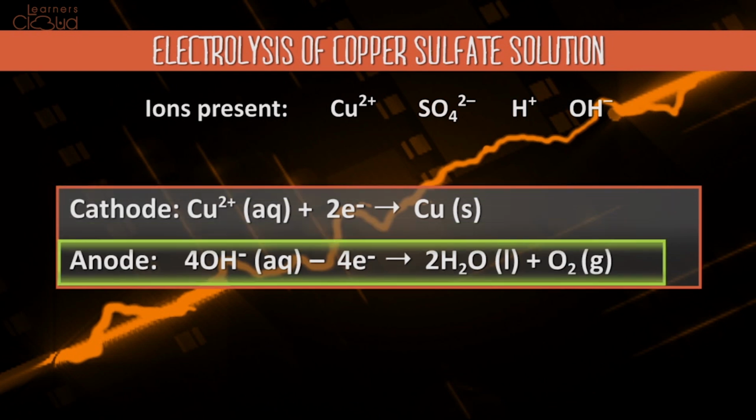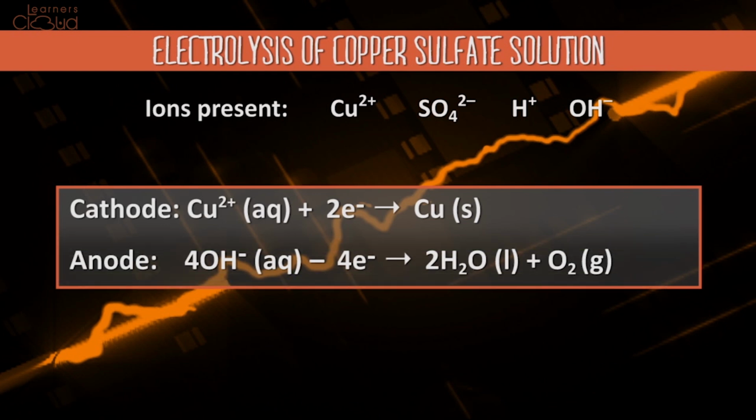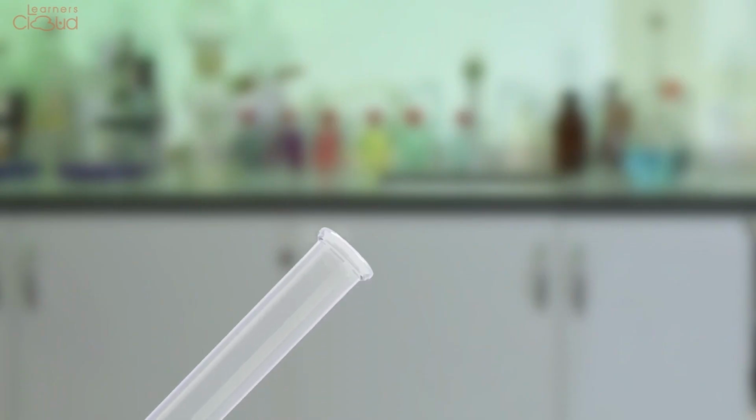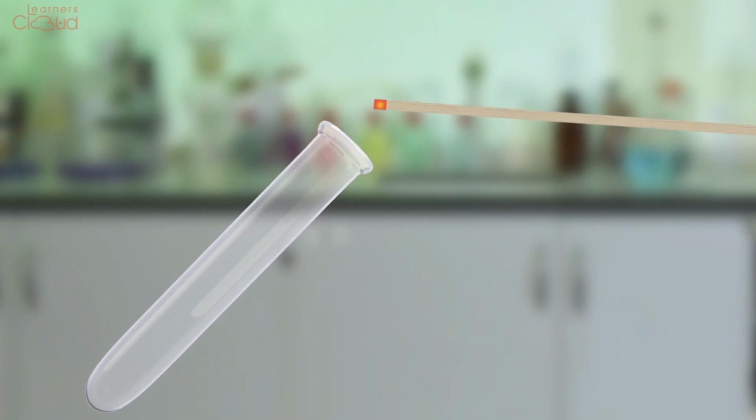Negative sulfate ions and hydroxide ions are attracted to the anode. Sulfate ions are too stable to be discharged, so it's the hydroxide ions that combine to form water and oxygen gas. It's this oxygen gas that is discharged at the anode. You can test to prove that it's oxygen by collecting the gas and placing a glowing splint into it. If it relights, the gas is oxygen.